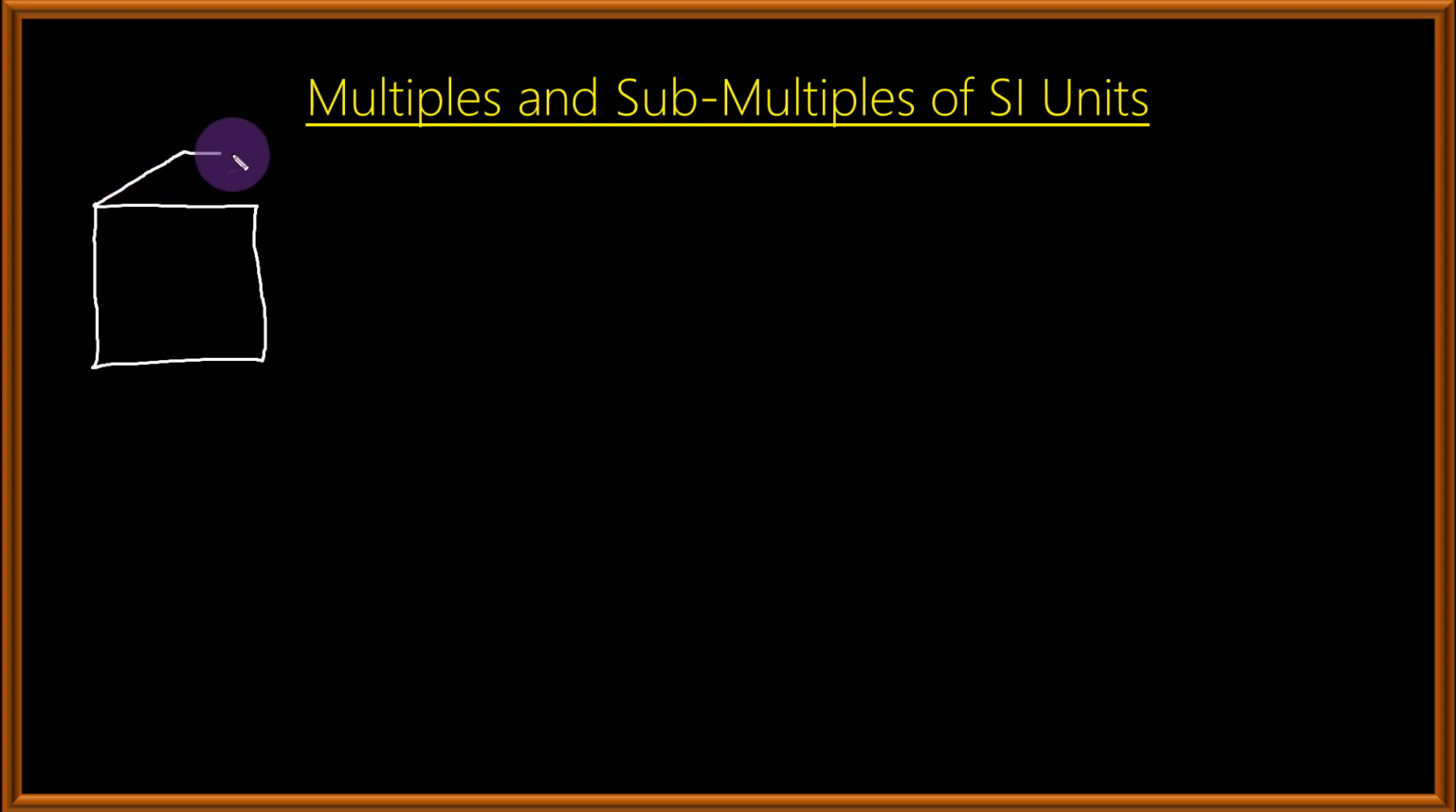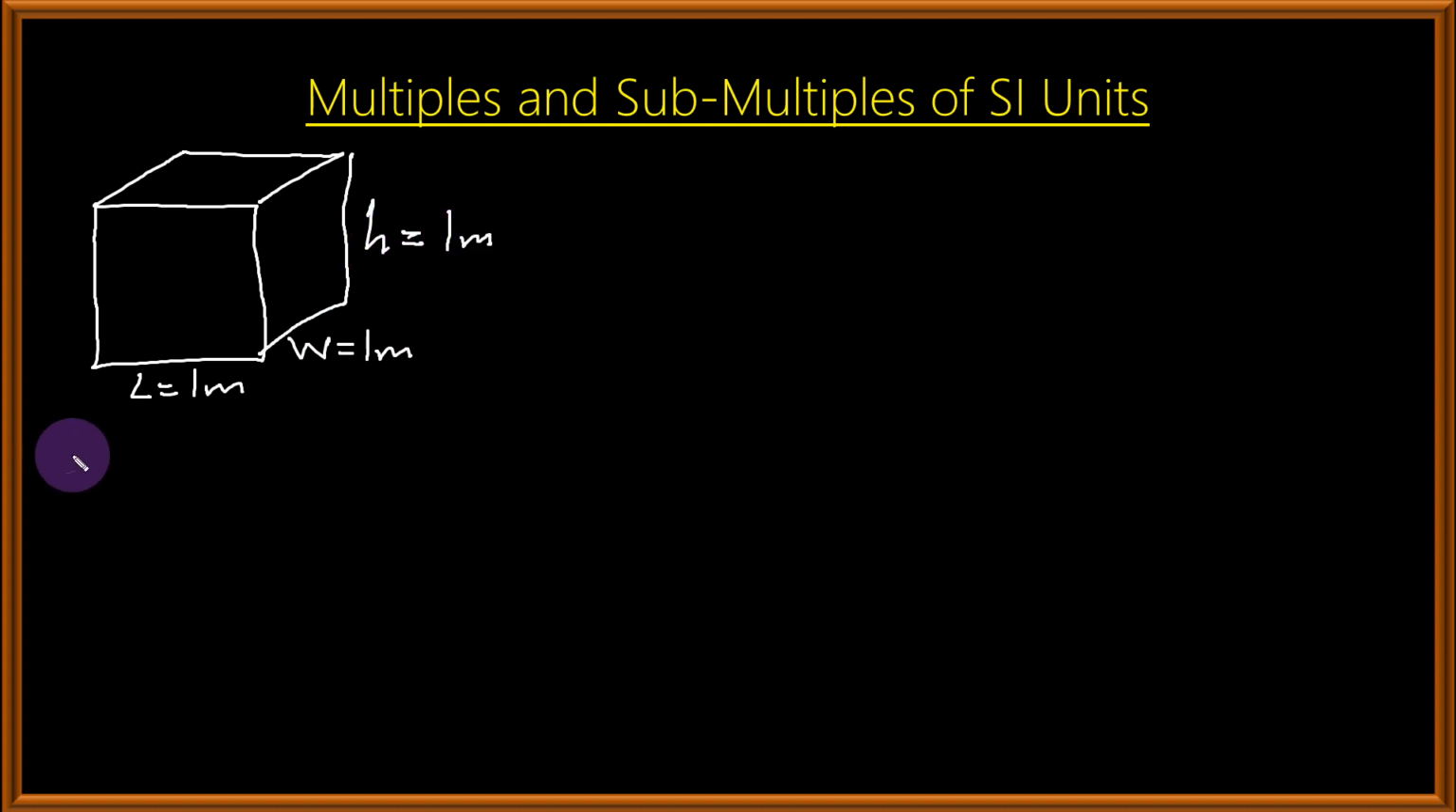So I have the same cube, and it's got a length of, again, 1 meter, a width of 1 meter, and a height of 1 meter. We've been able to show that this volume in meters cubed will be equal to length times width times height. The length is 1 meter, the width is 1 meter, and the height is 1 meter.